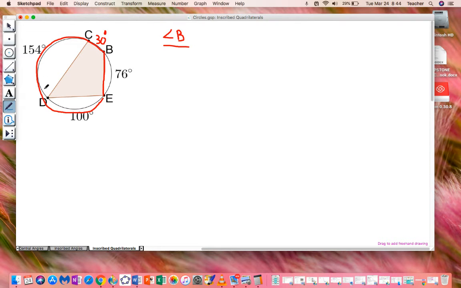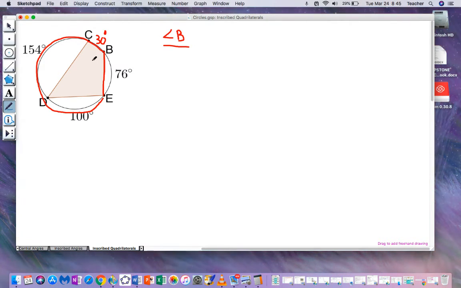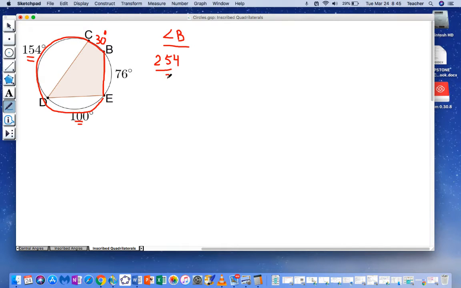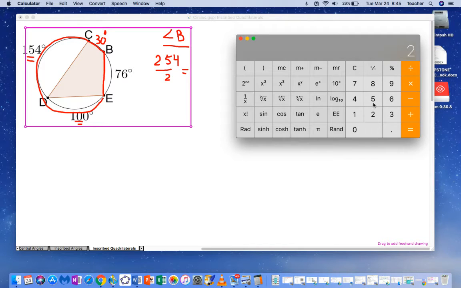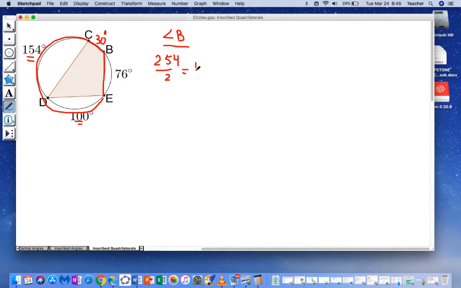So the inscribed angle is these arcs. Well, the angle is half of the arc, so that arc includes 154 and 100. So that's 254. Well, angle B is going to be half of that. If we need a calculator for that, we'll use it. So 254 divided by 2. That angle B is 127 degrees. Okay, so this angle is 127 degrees.